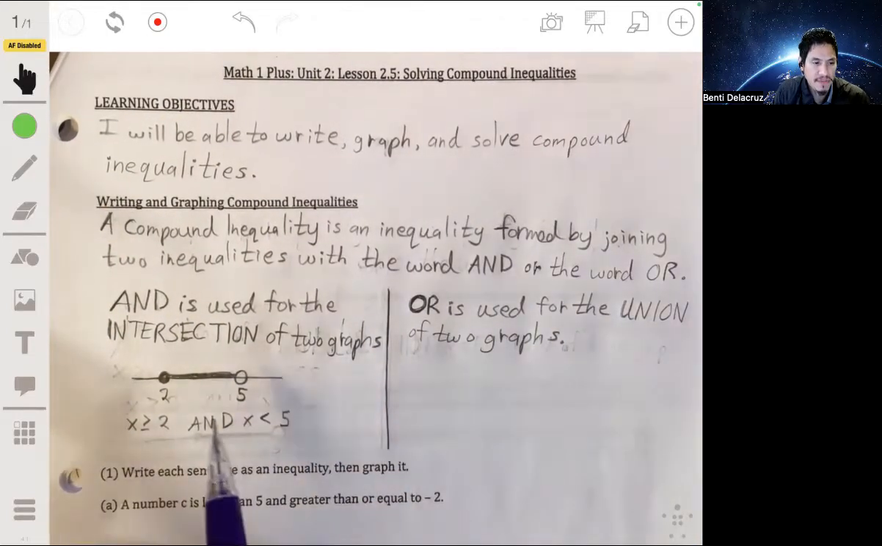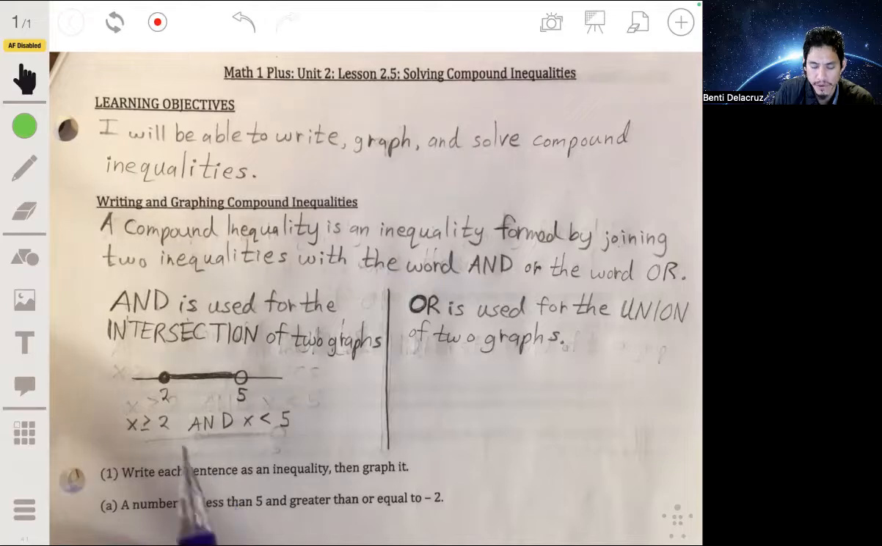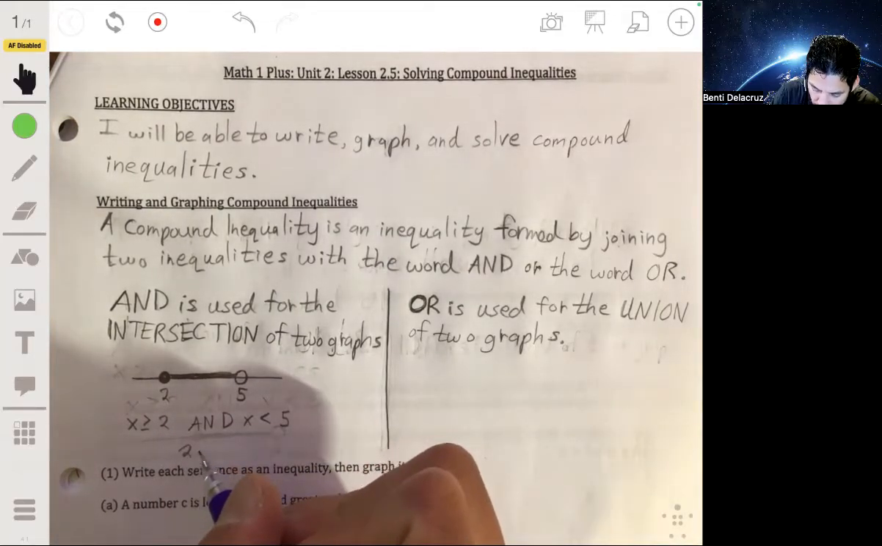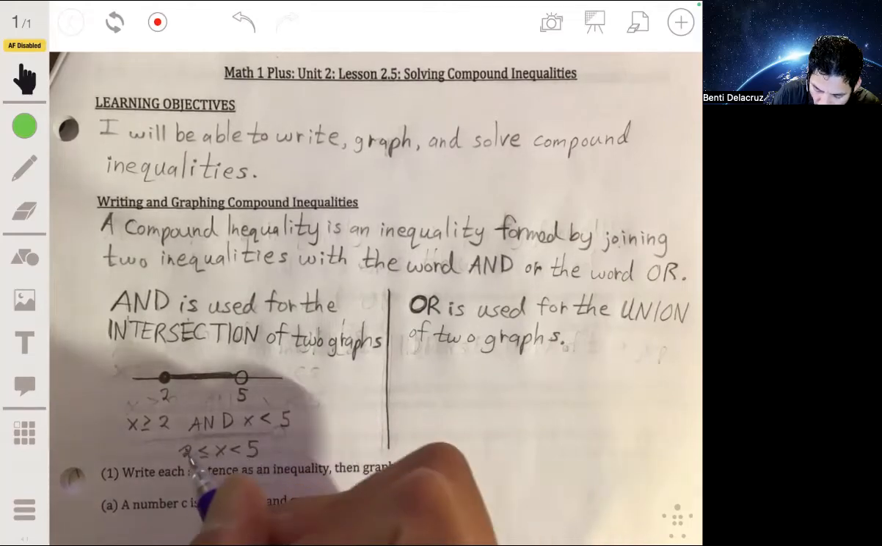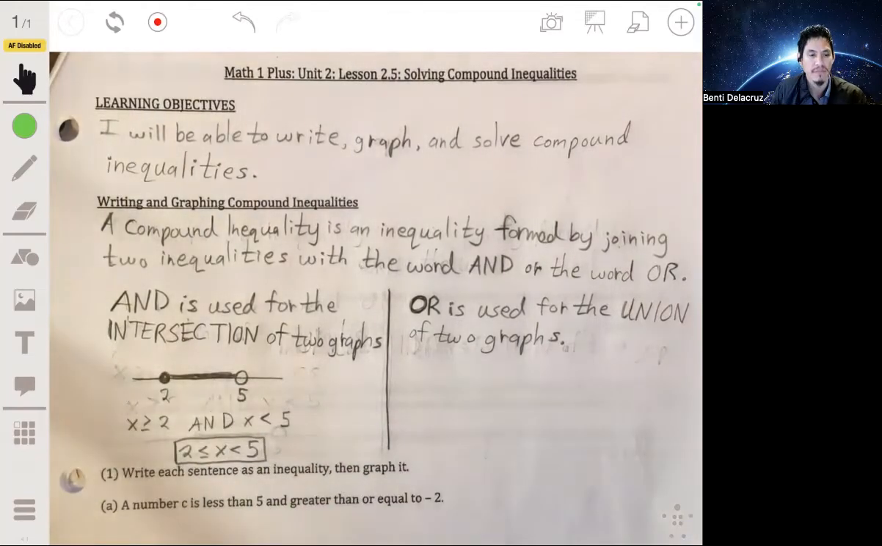And when you have something like this, you can write this as one inequality, in the sense that you have one expression. So this is going to be the same as having 2 is less than or equal to x and x being less than 5. So here's a compound inequality expression with the word and.